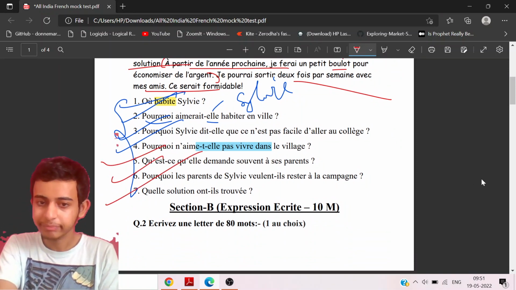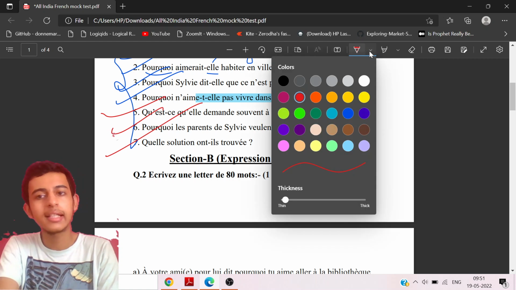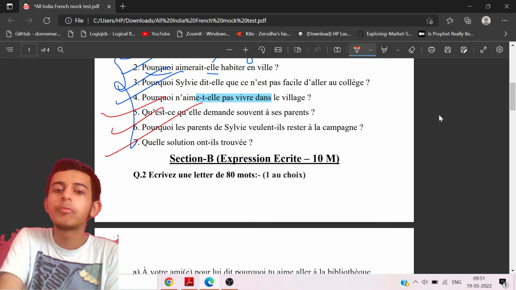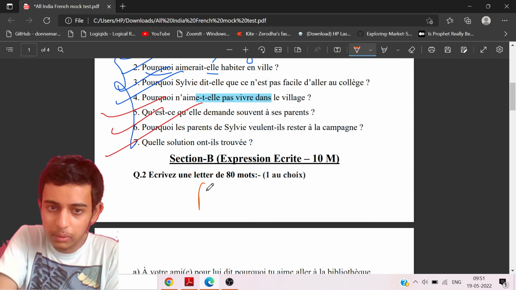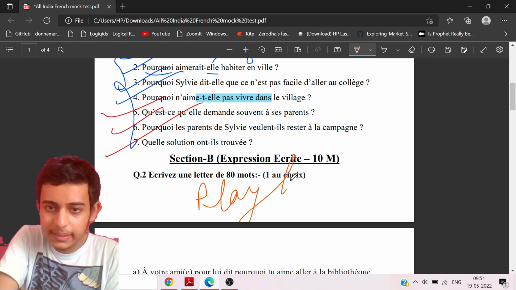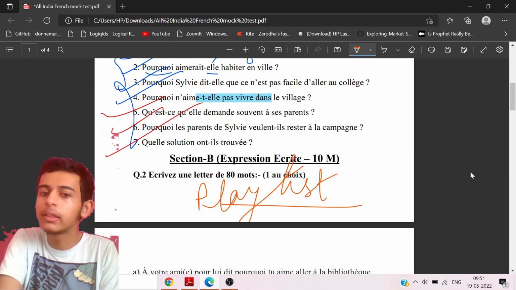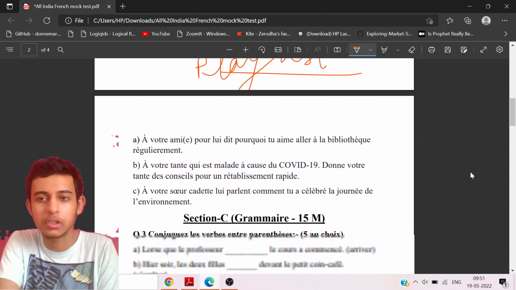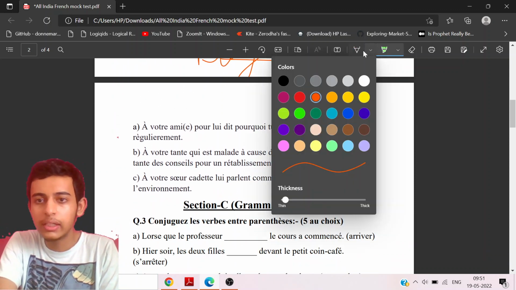It's easy. Section B, expression écrite. I have done this already. If you don't know, please check out through the playlist. All these sessions have been conducted. I've given you all the 3 letters from there, so there's no point of discussing. But still, I would like to tell you what points you can add.